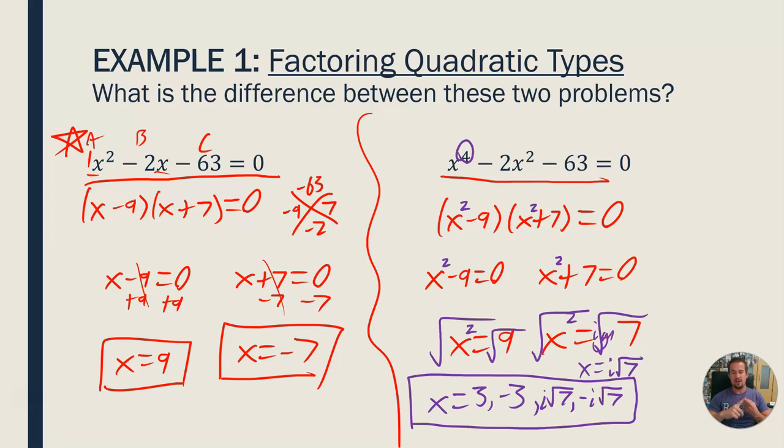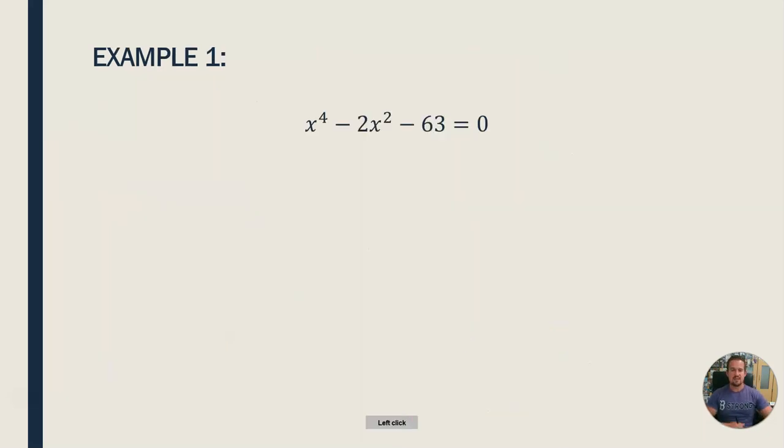Okay? My solutions are 3, negative 3, i times the square root of 7, and negative i times the square root of 7. Okay? That is what factoring quadratic types is. It's when I have a polynomial function, a quartic polynomial function, that looks, feels, acts, smells a lot like a quadratic function, but all the exponents are doubled. Then I'm going to factor it just like I do a quadratic, and then at the very end, instead of just x equals and x equals, I'm going to have x squareds, which I will then finish solving by square rooting. Okay? Let's do another example.